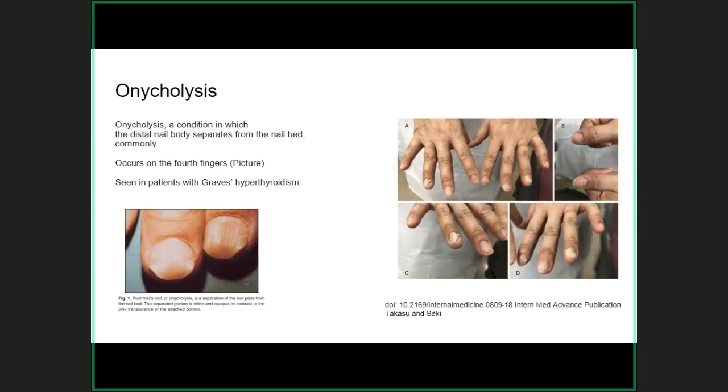And onycholysis is a condition where your distal nail separates from the nail bed. As such, as you can see in this picture, it appears more white where there is separation from the nail bed, and it occurs more when they are hyperthyroid, so euthyroid are less likely. And you can see it in the 4th digit most often.